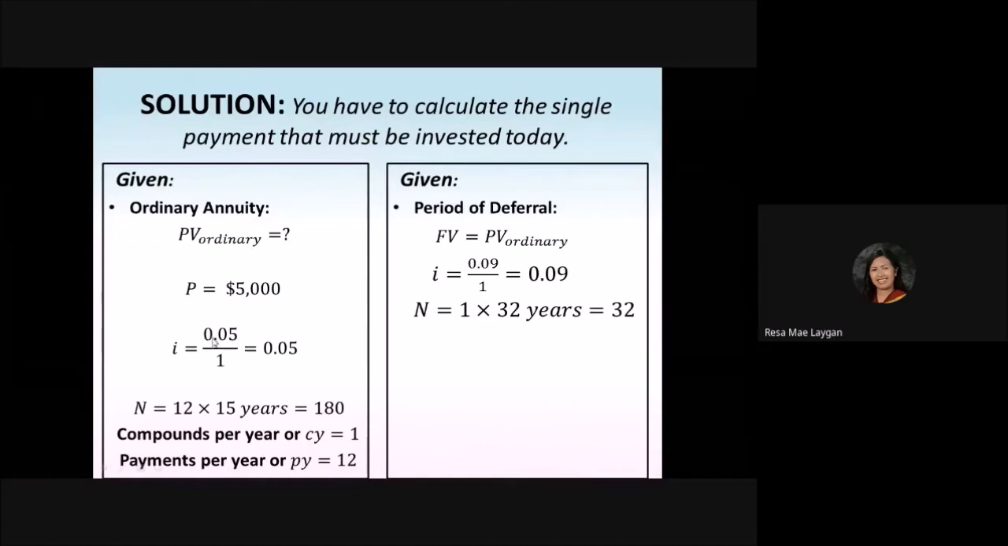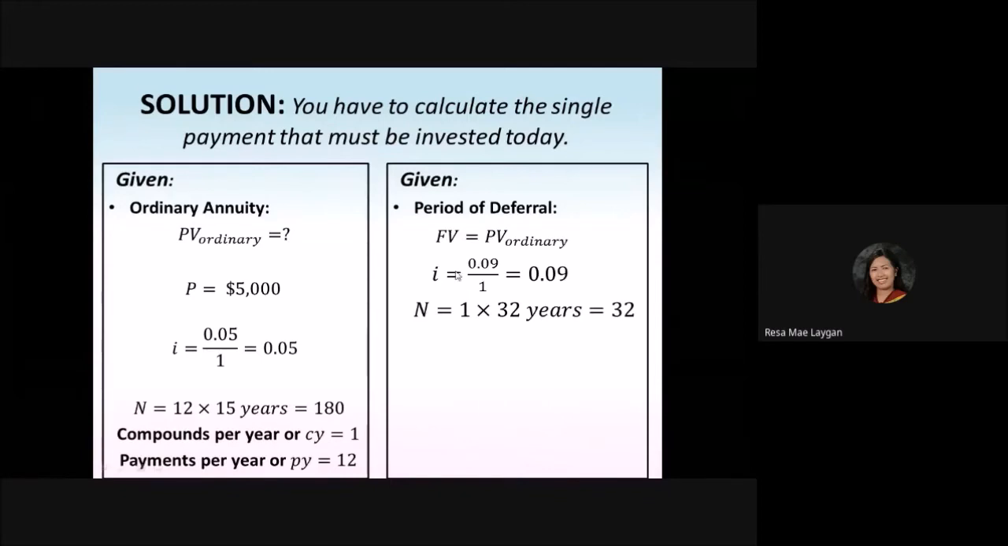You divide 0.05 by 1, so you have 0.05. The number of payments over the years, with payments per year being 12, multiplied by 15 years, is equivalent to 180. The compounds per year is annual, so you have 1, and the payments per year is 12. So these are the givens for the ordinary annuity. And this is the given during the period of deferral.